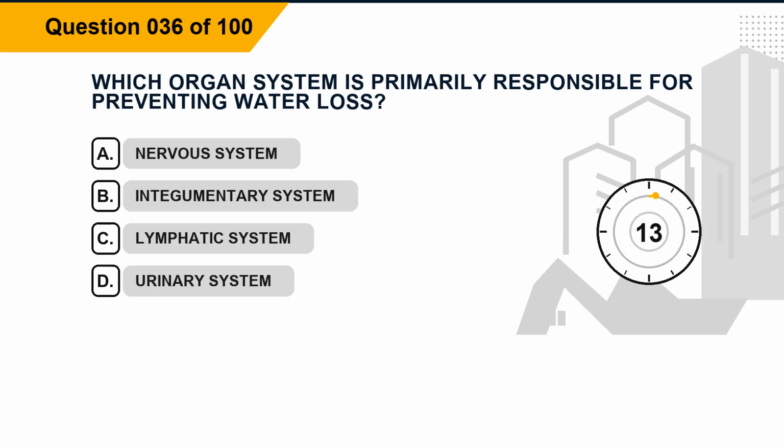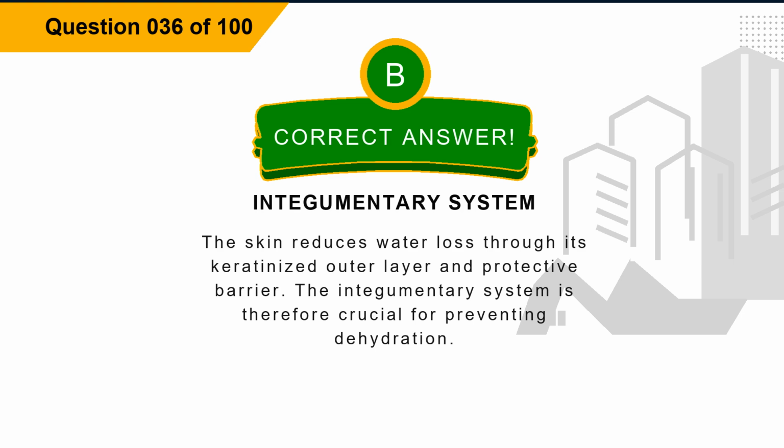Question 36. Which organ system is primarily responsible for preventing water loss? Option A, nervous system. Option B, integumentary system. Option C, lymphatic system. Option D, urinary system. The correct answer is option B, integumentary system. Explanation. The skin reduces water loss through its keratinized outer layer and protective barrier. The integumentary system is therefore crucial for preventing dehydration.